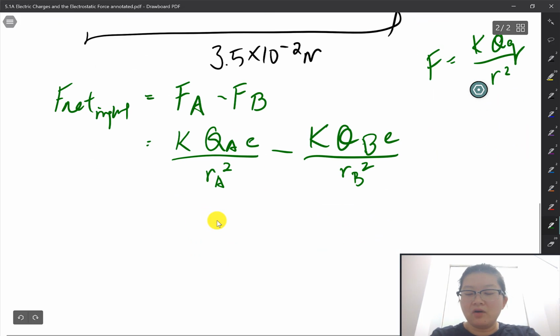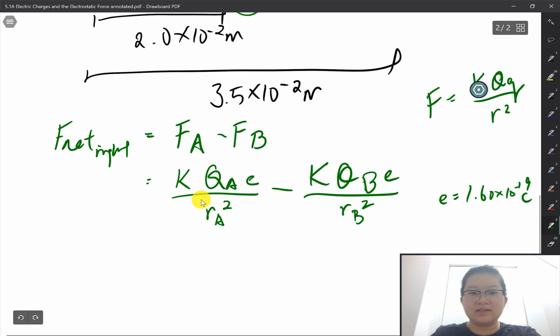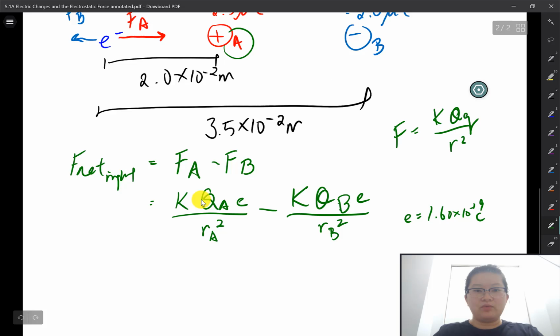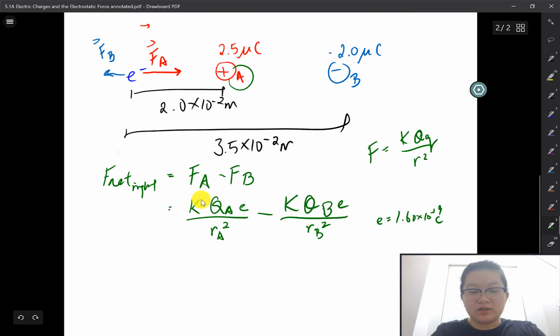All right, we know that for an electron, the elementary charge for either proton or electron is going to be the same, and that's going to be 1.60 times 10 to the power negative 19 coulombs. So I will use that as well when I'm doing this question.